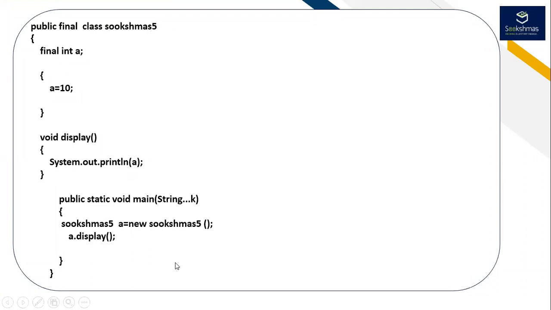I have created the object for the class called Sukshmas 5, a is equal to new Sukshmas 5. With the help of the reference a dot, I'm calling the display. Now predict the output of this code, whether we'll get the value of 10 or 0 or any compilation errors. I think compilation error will occur, sir.